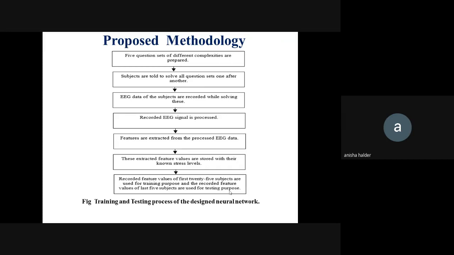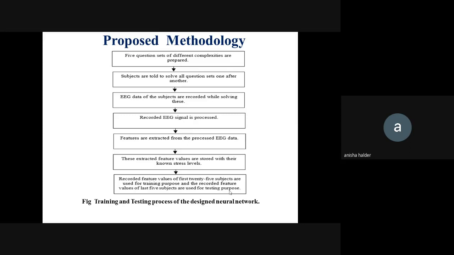As I have told, different complexity: low level set, medium level, high level, very high level. Subjects are told to solve all question sets one after another. EEG data of the subjects are recorded while solving this. The recorded EEG signal is then processed. Features are extracted. These extracted feature values are stored with their known stress level. This is the training part. We know the stress level.